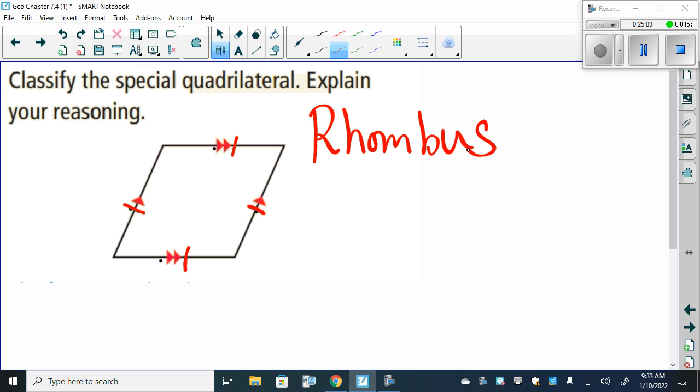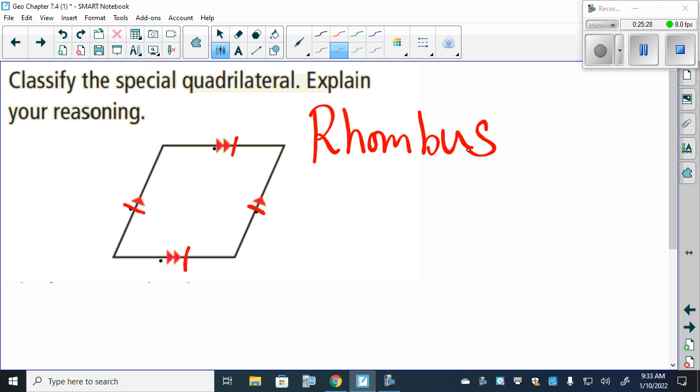Most likely no. But if all 4 angles were right angles, then it could be a square. Did it tell us anything about the angles? Well, no. So could it be a square? I mean, yes, but most likely it's not, because unless they tell us what the angles are, we cannot assume it to be true.